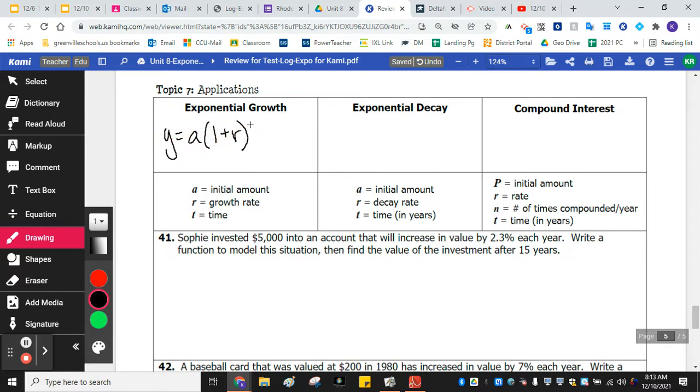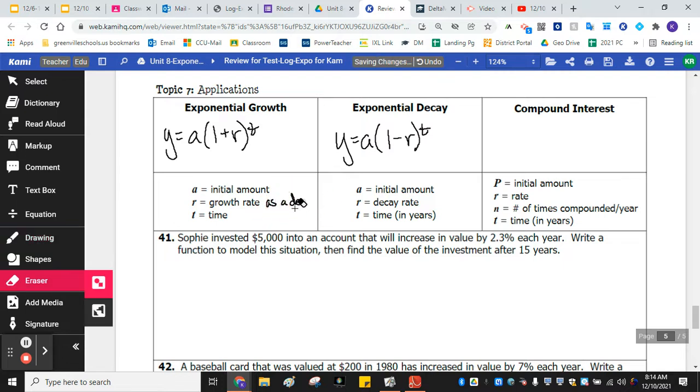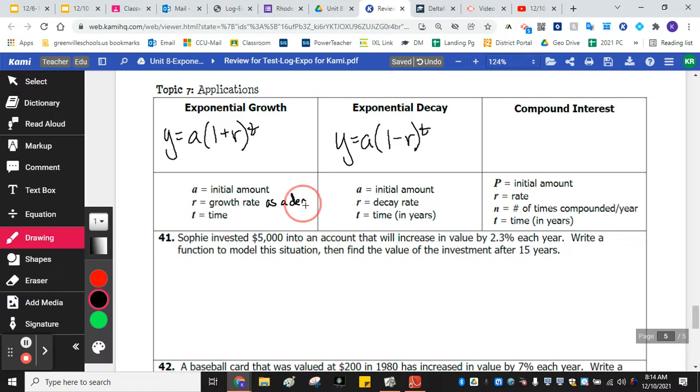All right, exponential growth: y equals a times (1 plus r) to the t. Exponential decay: y equals a times (1 minus r) to the t. Remember, these rates are as a decimal. Compound interest is y equals a times (1 plus r over n) to the t times n.